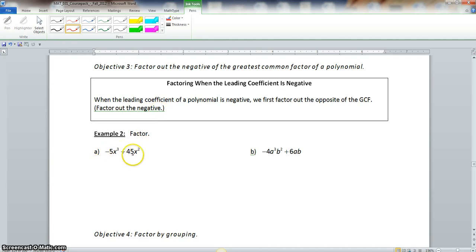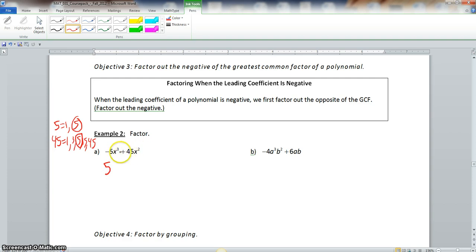So first thing we have here is 5, negative 5, and 45. Now when we do our factors, we do not have to include the negative right now. So we do the factors of 5, which we know is 1 and 5. The factors of 45 is 1, 3, 5, 15, and also 45. Now the greatest common factor of 5 and 45, we know is 5. Okay, so we'll write down our 5.